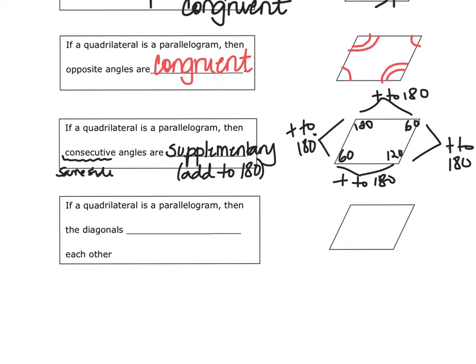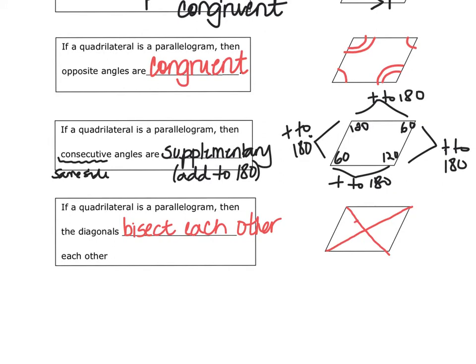All right, if a quadrilateral is a parallelogram, then the diagonals bisect each other. So a diagonal, recall, is when you draw a segment from one vertex to a non-consecutive vertex. So that would be one diagonal, and then this is another diagonal. Well, they just so happen to cut each other in half, bisect each other. So these little segments out here are going to be equal to each other.